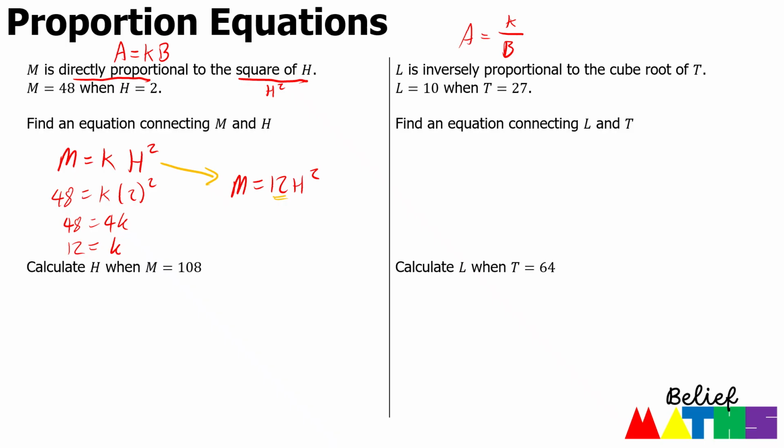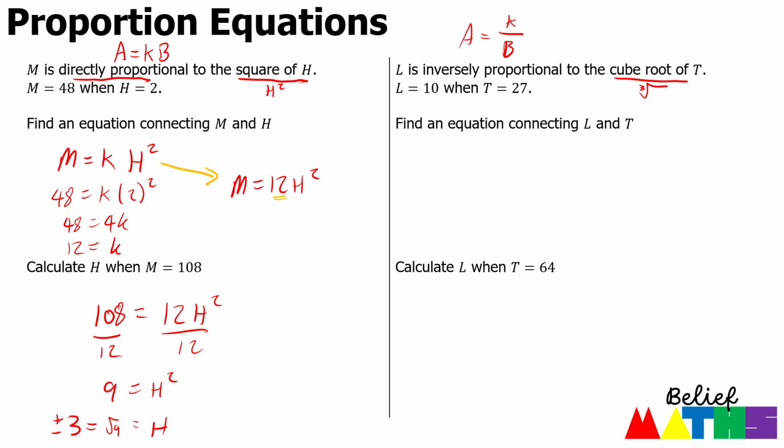So we're told that M is 108. So we get 108, subbing that into our formula that we just made, 12H squared. Dividing by 12 first, that's 9 is equal to H squared. So then H is equal to the square root of 9, which is equal to plus or minus 3. Now they'd probably just allow you to write positive 3, but again, because it's algebra, it could be positive or negative 3. Similarly, in the next one, we've got inversely proportional to the cube root of t.